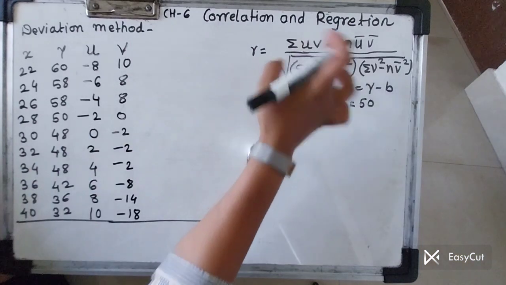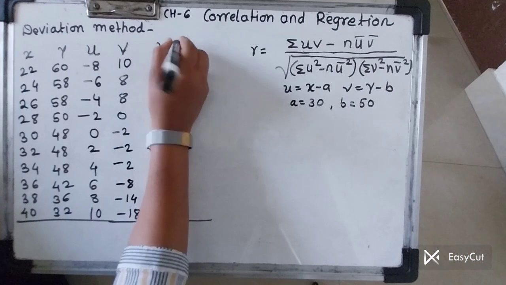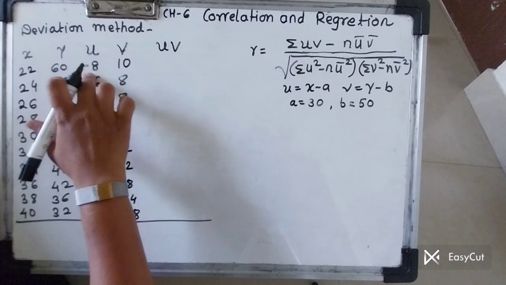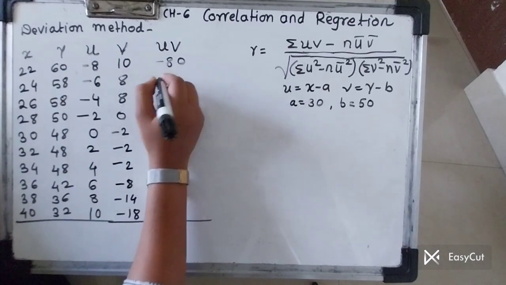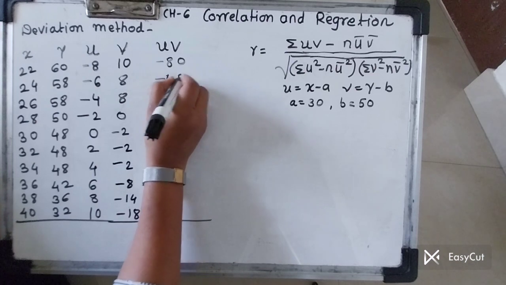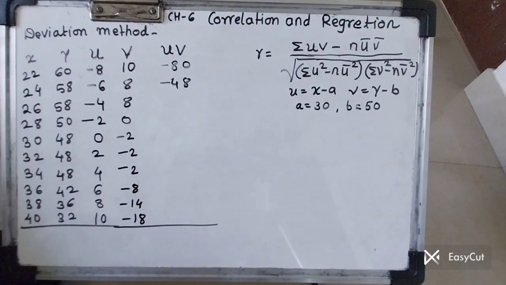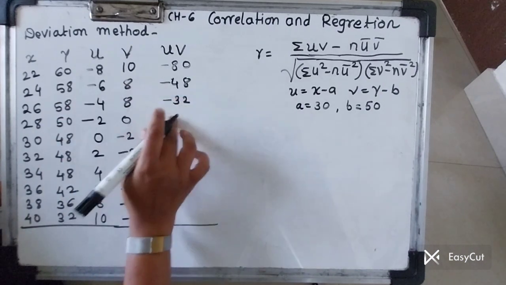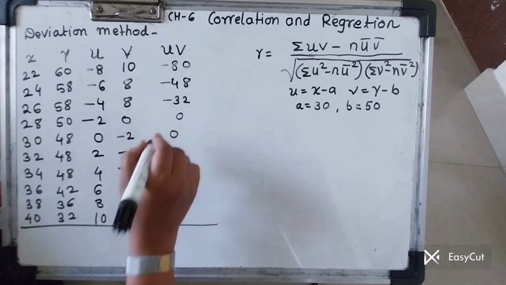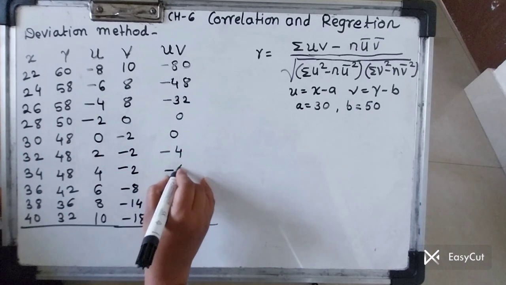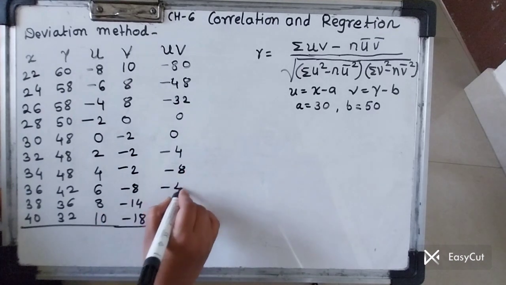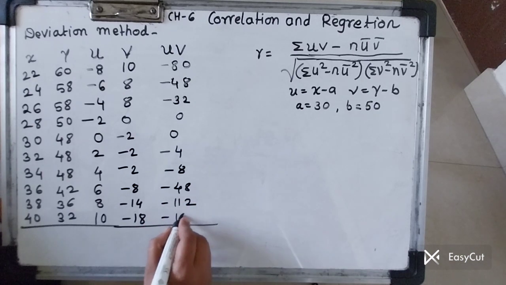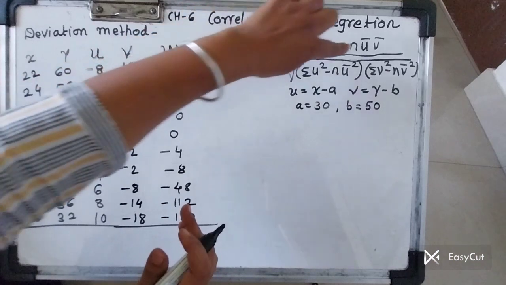We required UV here. So I prepared UV. UV means what? U into V. U into V is this. Minus 80. Minus 48. Next is 4 into 8, minus 32. Next 0 into this, 0. Minus 4. Minus 8. Minus 48. Here minus 112. Here minus 180.